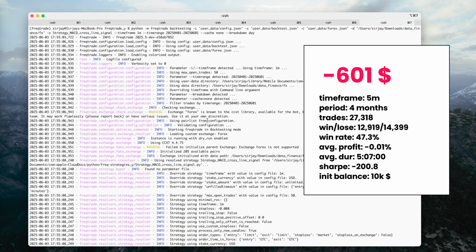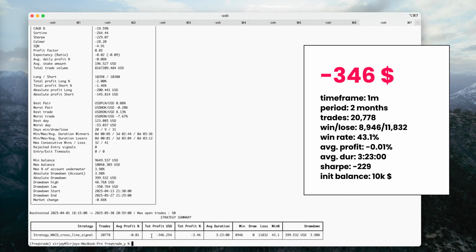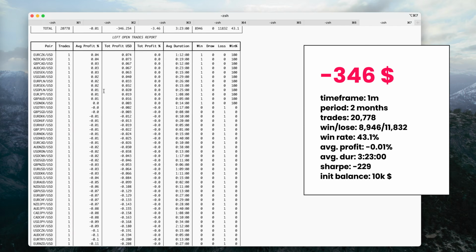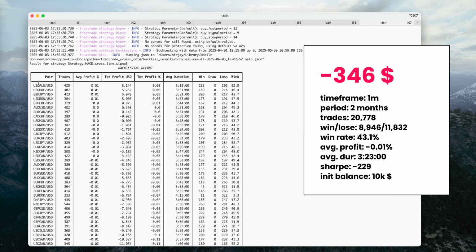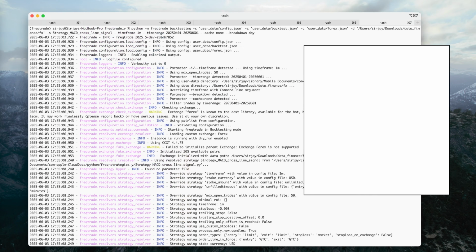And the 1 minute time frame. 1 minute I tested for the last 2 months. We've got minus $346, 43% win rate. And long and short both we've got minus values. Only for some pairs we've got positive profits. That's it about the 1 minute and the Forex exchange.